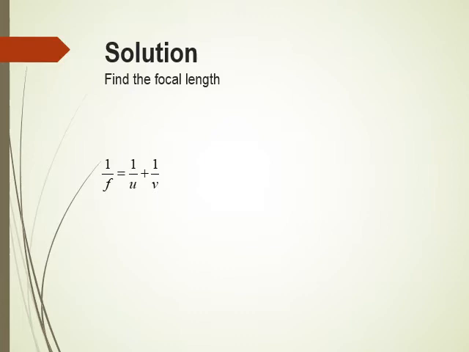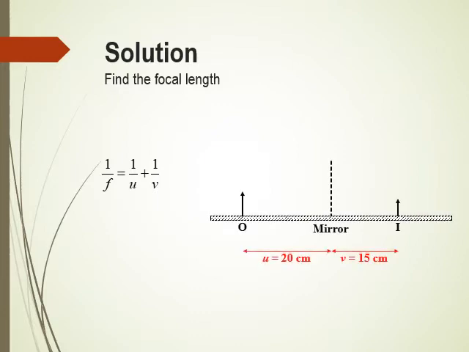When it comes to Chapter 7, we need to be extra careful with the sign convention. In order to determine the sign conventions, I would suggest you sketch the diagram because it will help you visualize what is going on. According to the question, the object is located 20 cm in front of the mirror and the image is formed 15 cm behind the mirror.